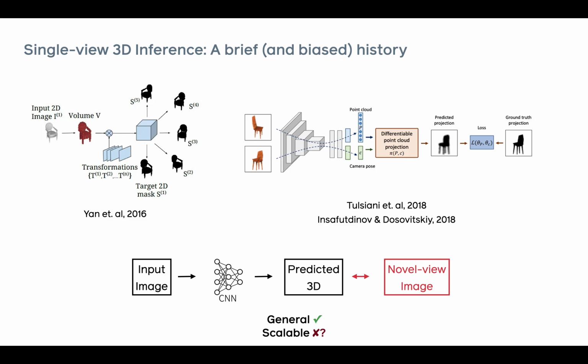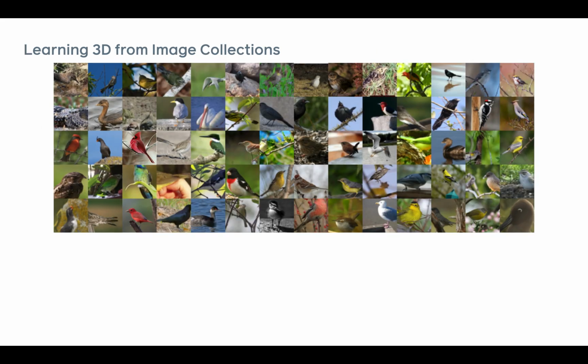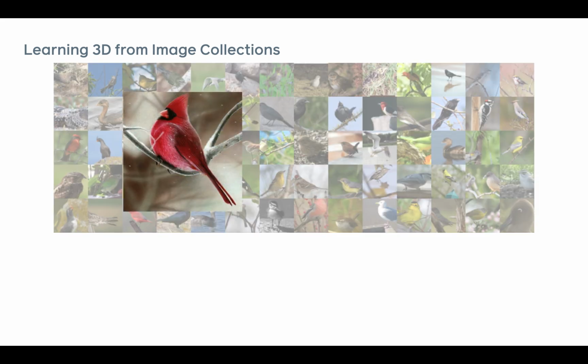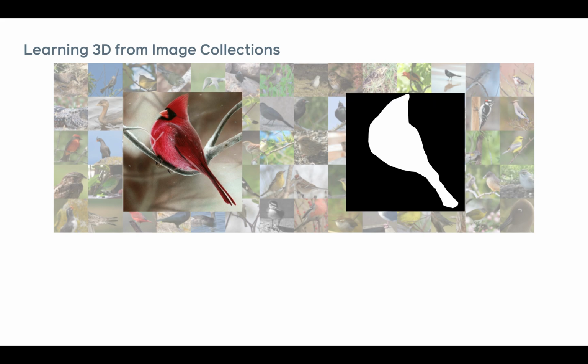And so towards really developing an approach that is scalable, we wanted to look at using an even simpler form of data. That is, instead of multi-view collections, we wanted to look at using only single view image collections. That is, we have many images of different birds, but only a single viewpoint per instance. And in addition, we can assume that we have some amount of annotation for each instance. For example, for this bird, we assume that we have an approximate foreground segmentation mask that is available as well.